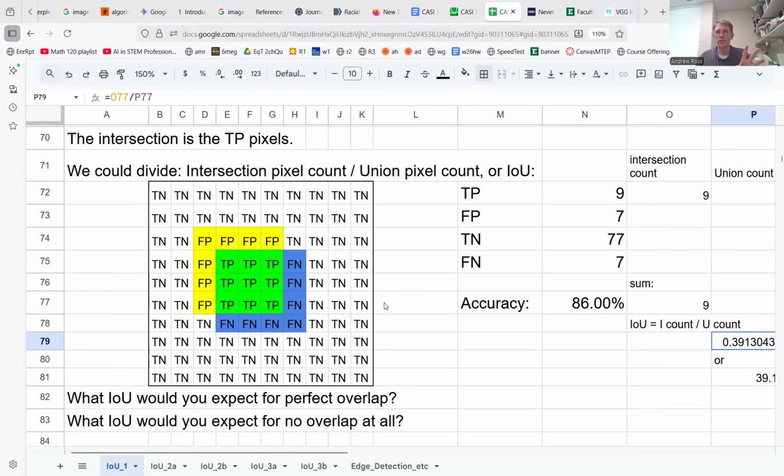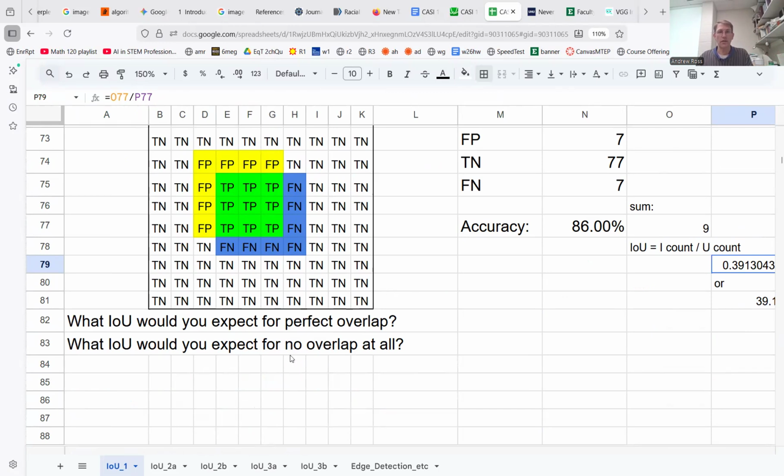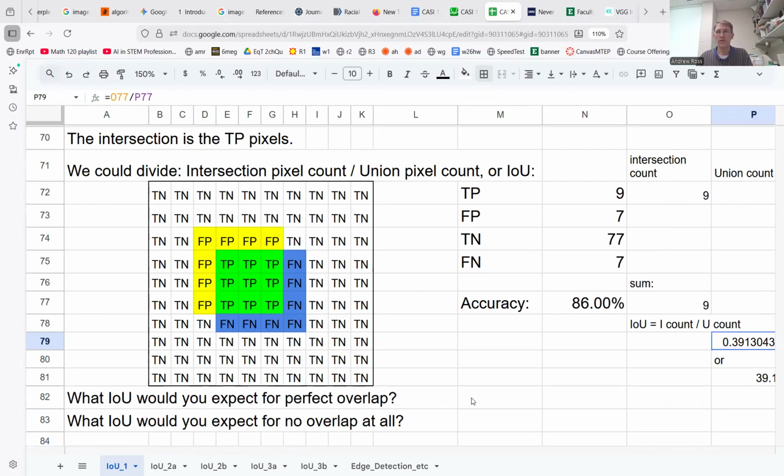What IOU would you expect for perfect overlap? Take a sec to think about that. What IOU would you expect for no overlap at all? Take a sec to think about that. I would say for perfect overlap, the intersection and the union are equal. So we get I over U, one thing divided by itself, would be 1.0 or 100%.